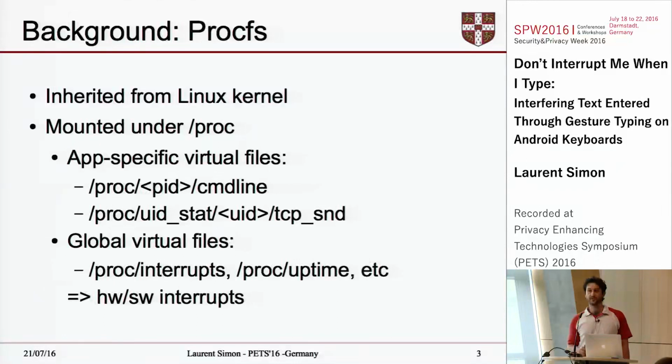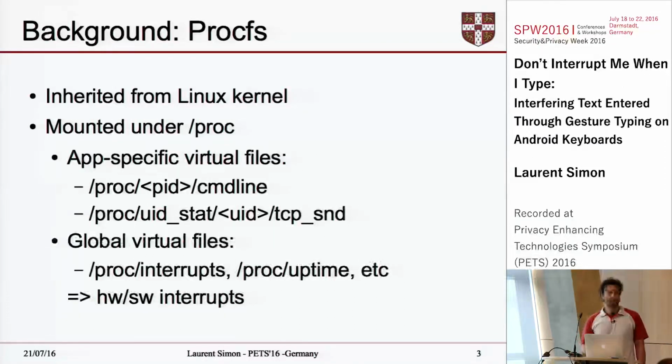More specifically, in this talk we exploit the so-called procfs virtual file system, which is mounted by the Linux kernel at boot time under /proc. The procfs file system is called virtual simply because the files it contains do not correspond to data stored on disk. Instead, the information in those files is typically used for troubleshooting purposes. Under procfs, we find application-specific virtual files that contain information about applications and processes.